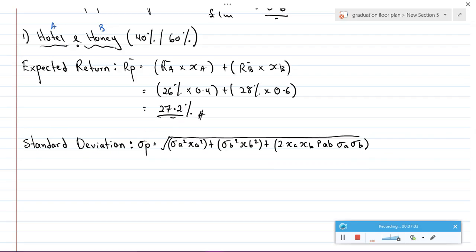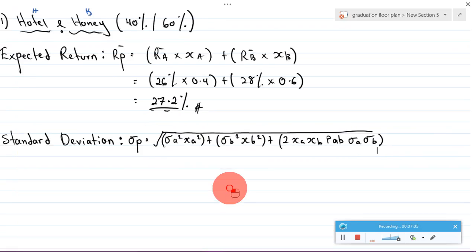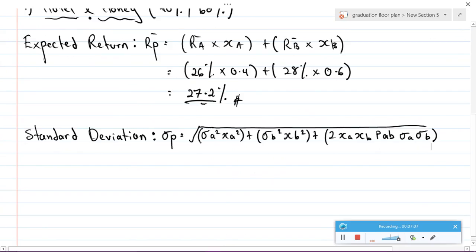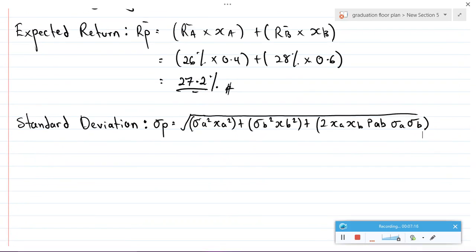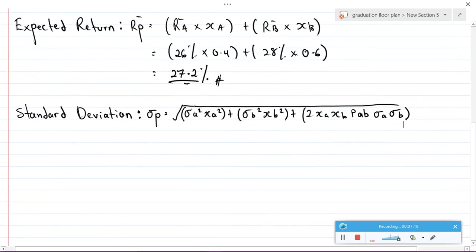Okay, so next step will be the standard deviation. Now, you don't need to do the standard deviation calculation, you don't need to do the PAB calculation because this question is very easy. They already gave you all the information. We just have to put it into the formula. Just fill it in. So what will be the standard deviation for hotel? 9%. Look at the question. Standard deviation for hotel is 9%. Honey is how much? 15%.